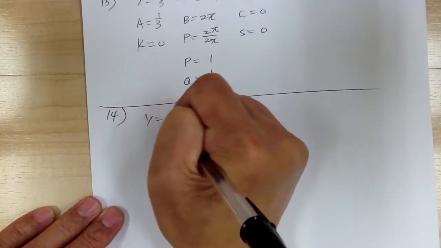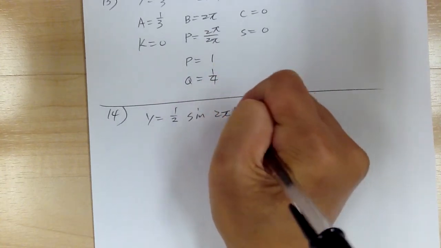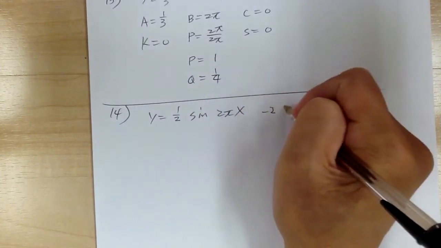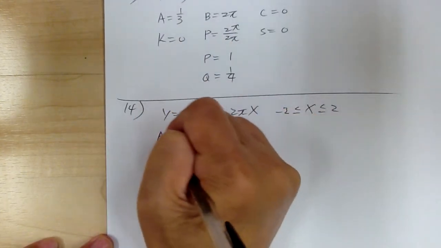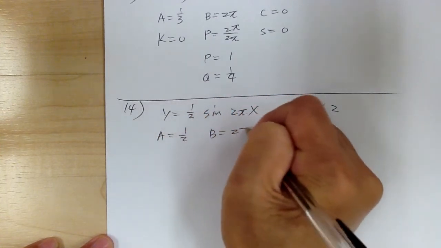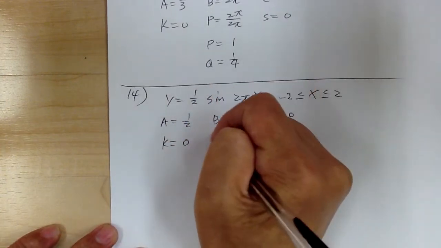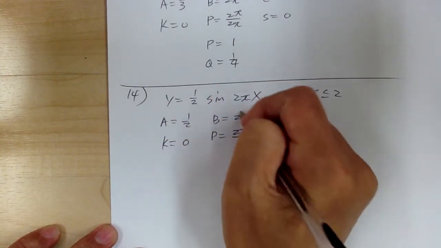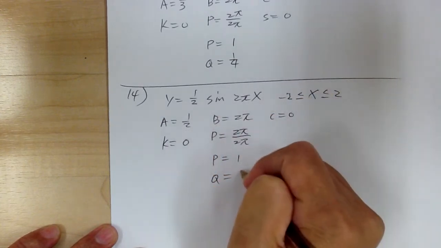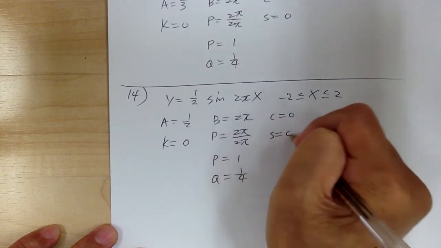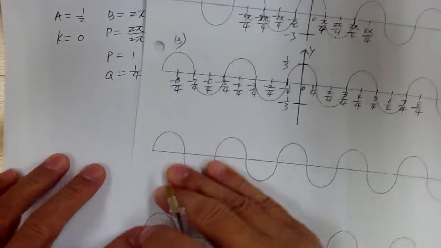You have y equal to 1/2 sine of 2 pi x, and you want to go from negative 2 to 2. So again, very similar. So a equal to 1/2, b equal to 2 pi, c equal to 0. And then you get k equal to 0, period equal to 2 pi over b. So 2 pi over 2 pi, so period equal to 1. So q equal to 1/4, and then shift equal to 0. Okay, so once you got the information, let's go and graph.